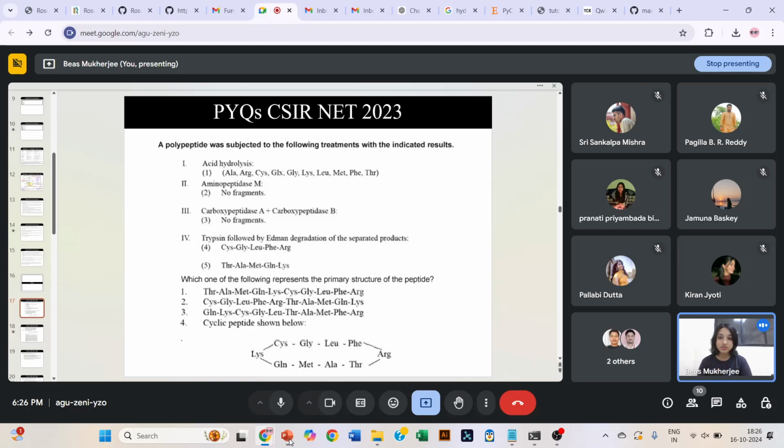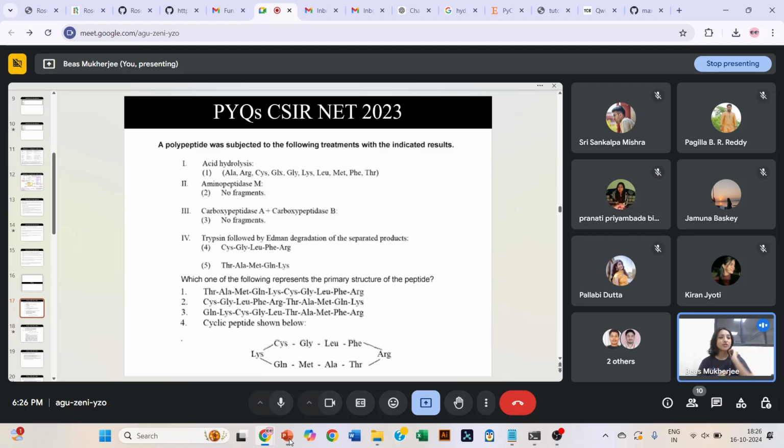So try to solve this question now. A polypeptide was subjected to the following treatments with the indicated results. First, there is acid hydrolysis, and here are the different results that they are getting. Then there is aminopeptidase M, and they are not getting any fragments.